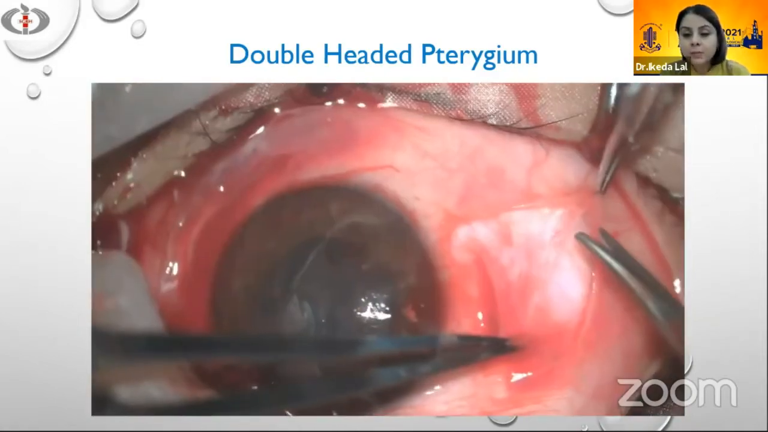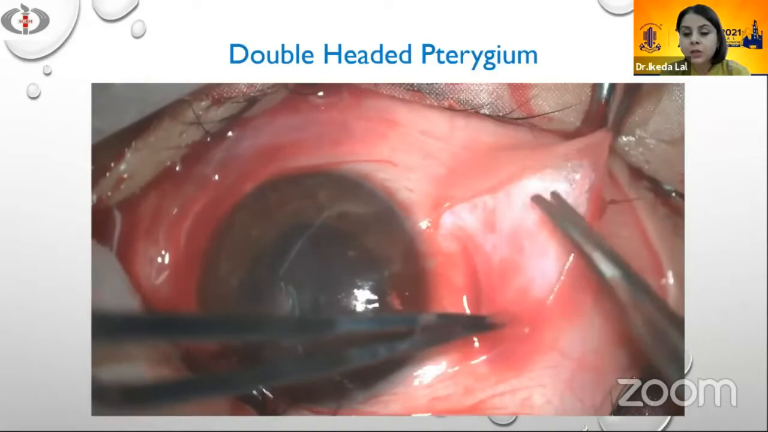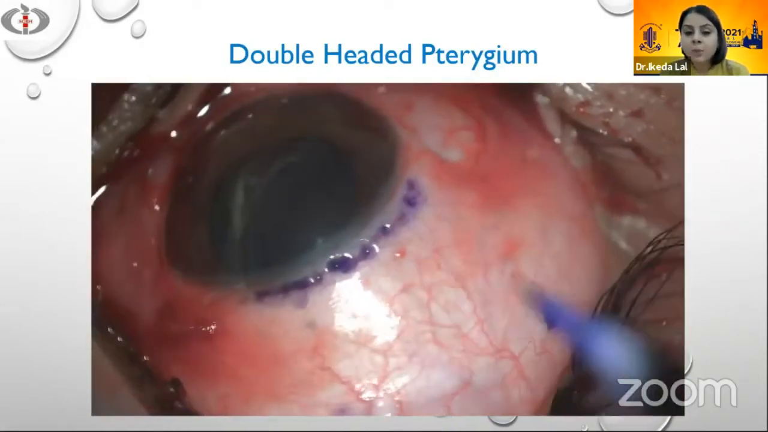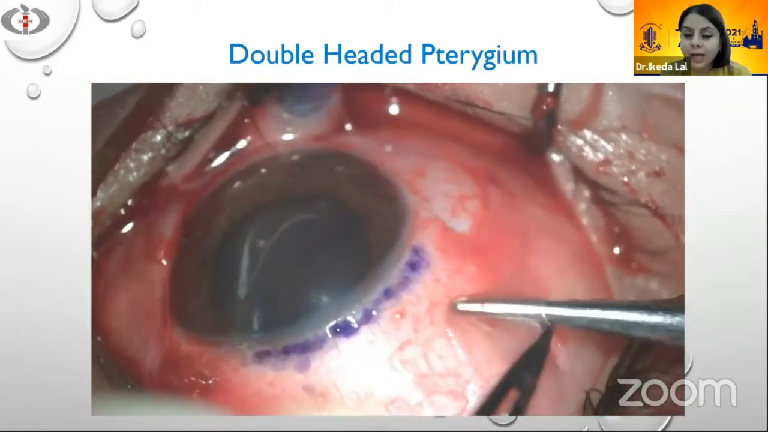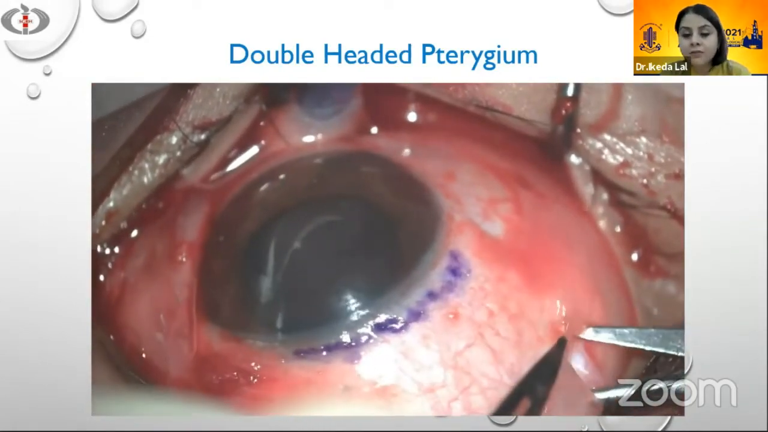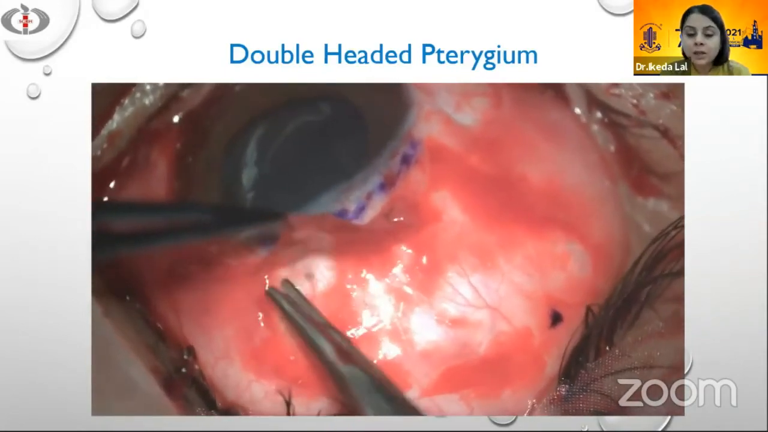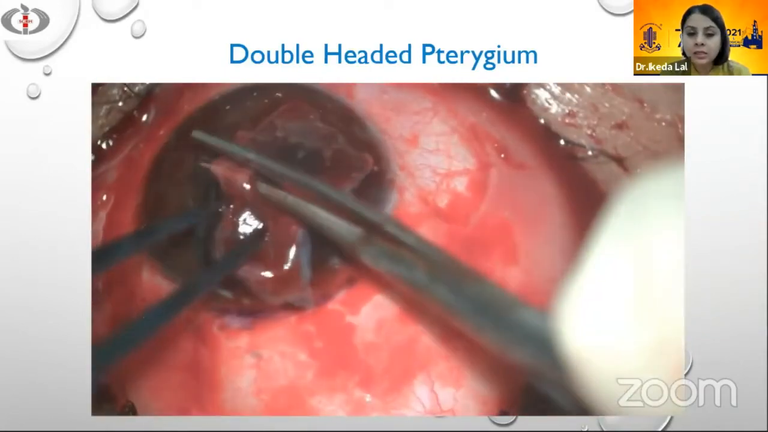This is subsequently being excised, and a similar step is being performed at the other side as well. It is very important to measure and mark in these double-headed pterygia because we need a graft which is large enough to cover both the defects. So this step becomes important in these cases.